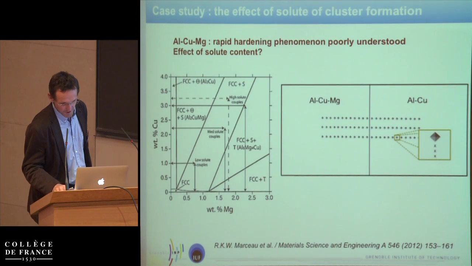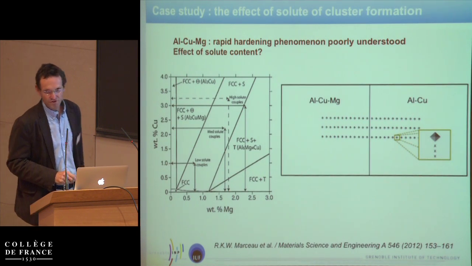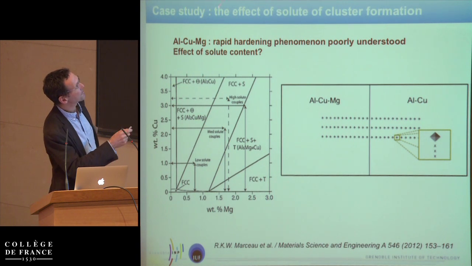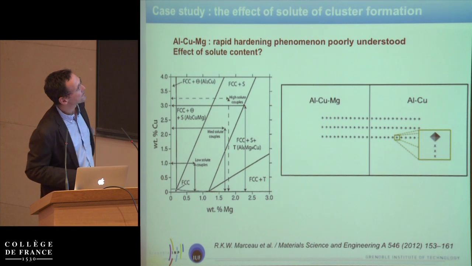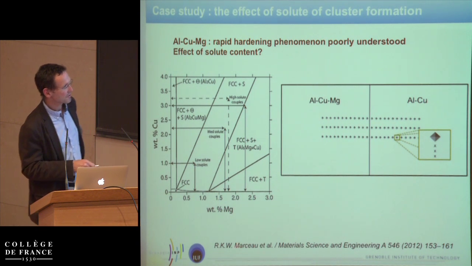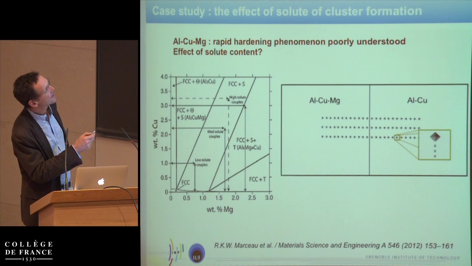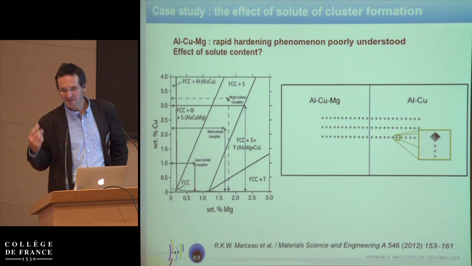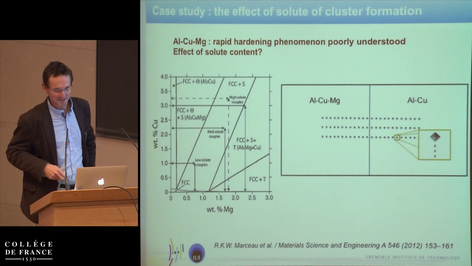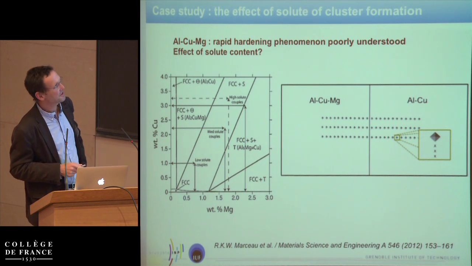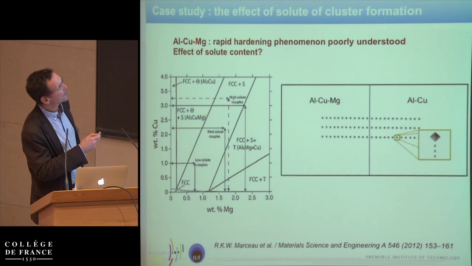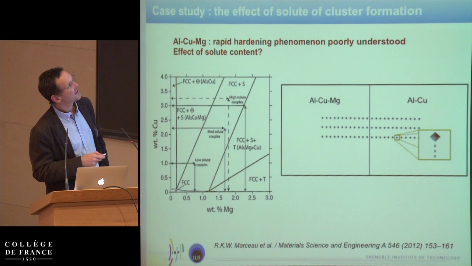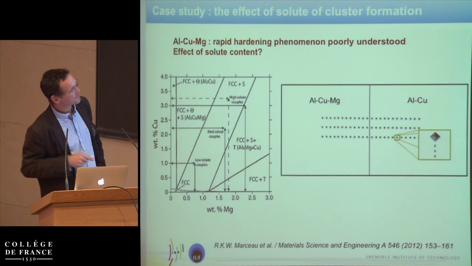Another case about phase transformations, but only watched here through mechanical properties, is about aluminum alloys. This is also work from Australians. Aluminum, copper, magnesium is the classical duralumin alloy that has been used for 100 years in the aerospace industry, and it has some funny clustering behavior that is called rapid hardening.